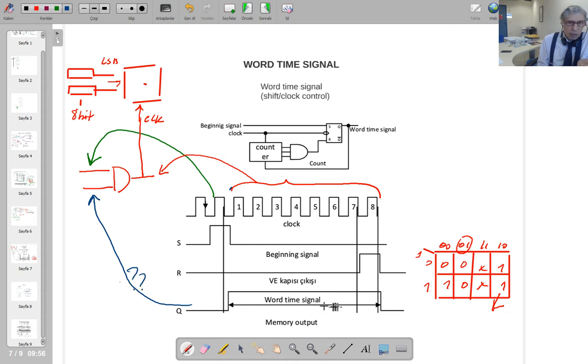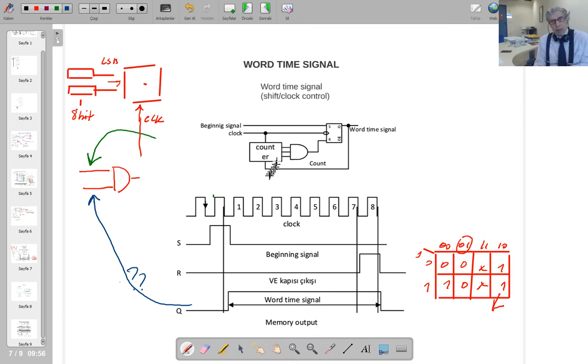How can we get that signal? Let's clear this area once again and examine this circuit. If you look at this circuit, you've got a counter here. So how does this run? With a beginning signal, this is the SR type memory element definition relation, SR, and that is small y. I'm going to use this definition relation because we've got an SR flip-flop here.